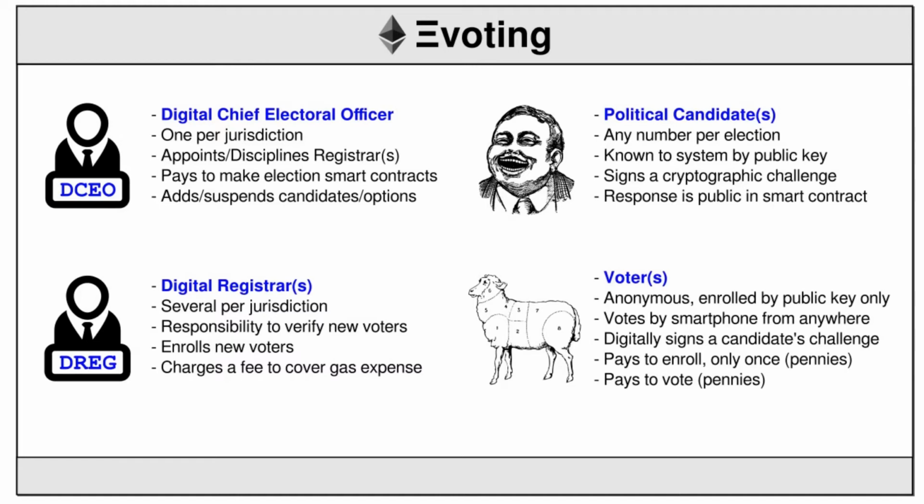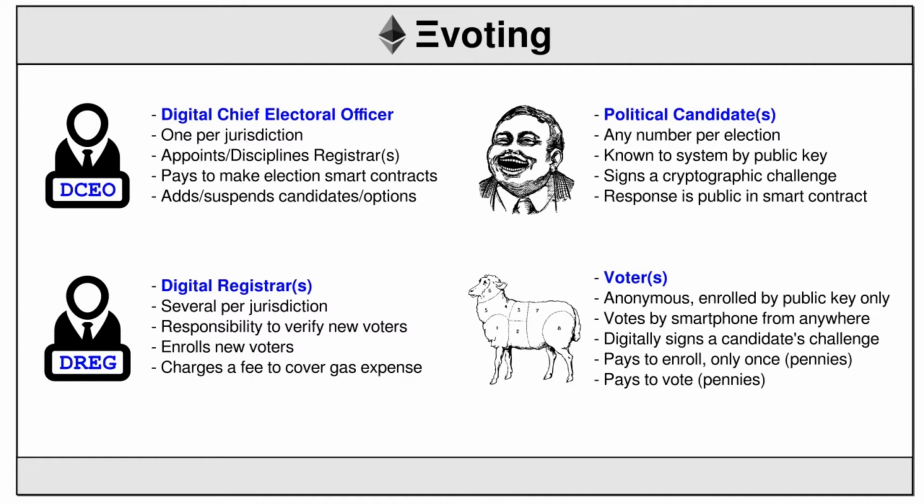Here are the major stakeholders in the system. At the top left we have the new position of Digital Chief Electoral Officer, who is responsible for making sure that the system integrity is maintained, and they would be responsible to the public. There would be one such person in every area, and their job would be to add registrars. They would also have to set up the smart contracts for each election and add and suspend candidates as necessary.